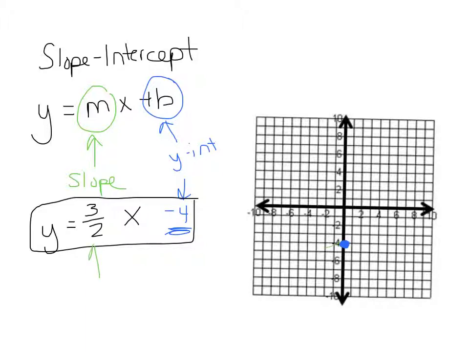Then I would pay attention to what my slope was. If it's 3/2, what that tells me is I'm going to go up 3 and over 2. Put another point on the graph. I can go up 3 and over 2 again, and put another point on the graph. Up 3, over 2, another point. I could also go down at the bottom here, down 3 and over 2.